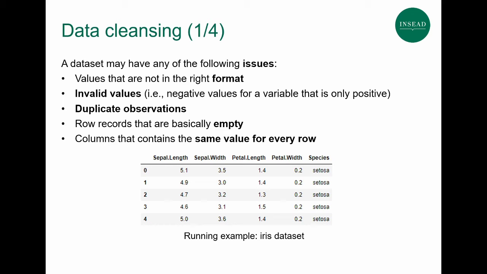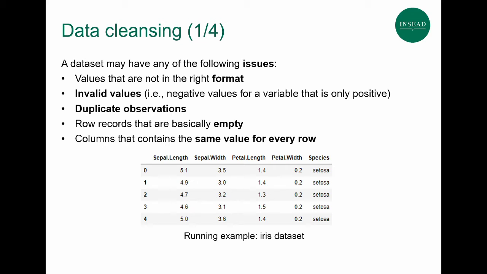Row records that are basically empty. If you have a full observation that has nothing in it, then what's the point of keeping it there? And another thing that you can remove is columns that have basically the same value for every single row. Those columns are useless. They don't explain any of the variability in the data set, so you can remove them.